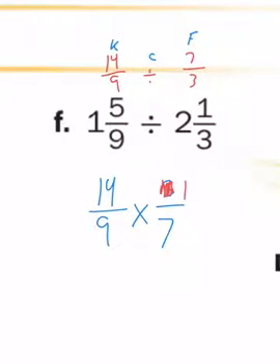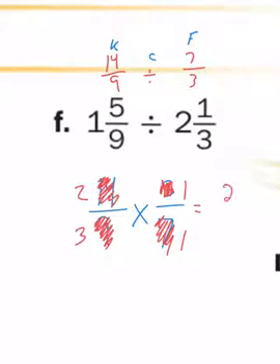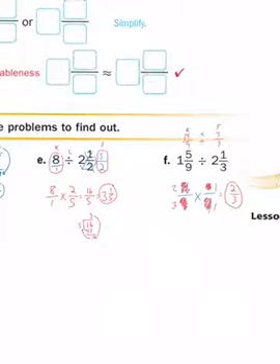So 3 goes into itself once, and it goes into 9 3 times. 7 goes into itself once, and it goes into 14 2 times. So when I multiply, I get 2/3. And since it's not improper, it is in simplest form, my final answer is 2/3. All right, so remember, make any corrections you need to before you move on.